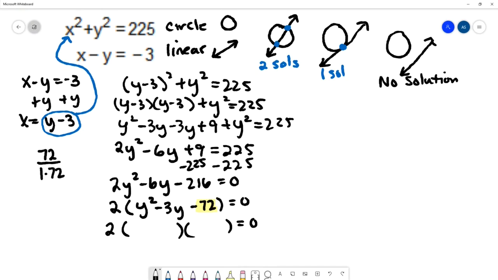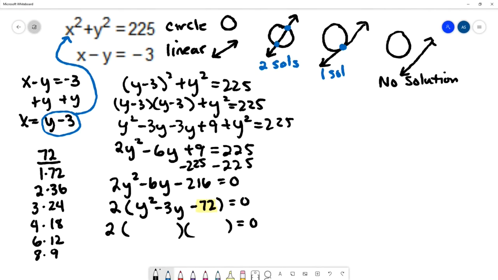72 is 1 times 72. 2 times 36 is 72. 3 times 24 is 72. 4 times 18. 5 doesn't go in there. 6 does. 6 times 12. 7 doesn't go in there. How about 8? 8 does. 8 times 9. And I think that is the end. That's all of our factors.